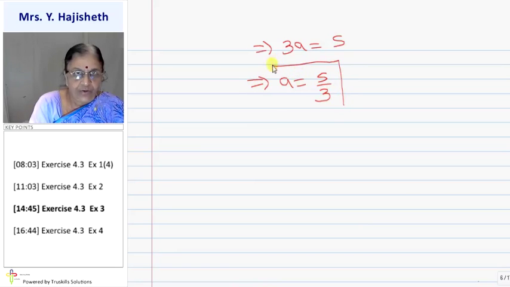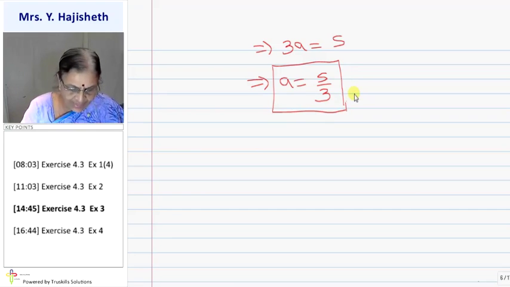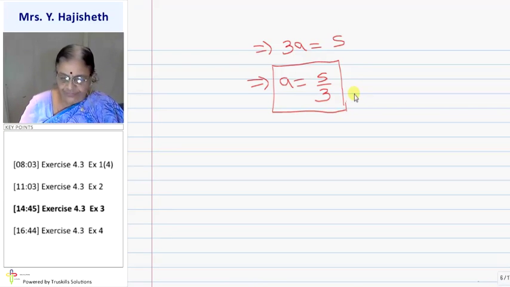So for what value of a? Question is, if point (3, 4) lies on the graph of this, find the value of a. So if a is 5 by 3, then and only then the point (3, 4) lies on the graph of 3y is ax plus 7. Okay, otherwise not.